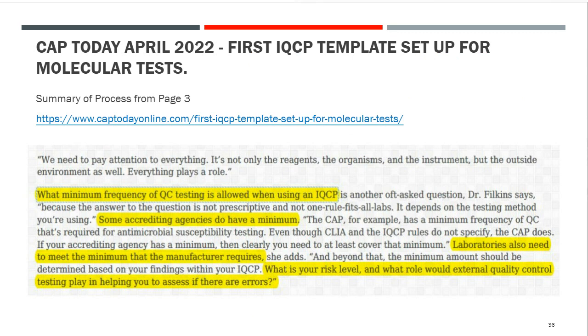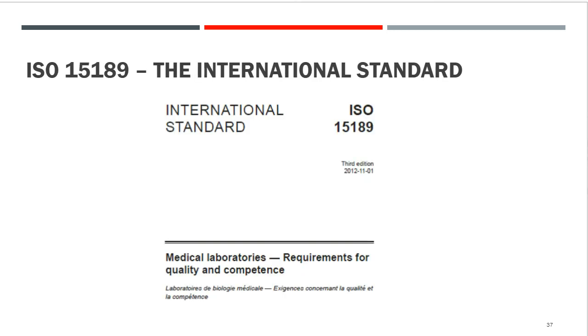They address questions like, what's the minimum frequency of QC testing that needs to be done? Some accrediting agencies do have a minimum. Do you know what they are, and are you following that? Laboratories also need to meet the minimum that the manufacturer requires, that they set out in their instructions for use, their IFUs. What is your risk level? How much risk are you willing to tolerate? And what role would external quality control testing play in that? It's not necessarily the same answer for everybody, but they're probably not going to be too different from laboratory to laboratory. So that's all I wanted to spend on risk management, but we're going to come back to it shortly.